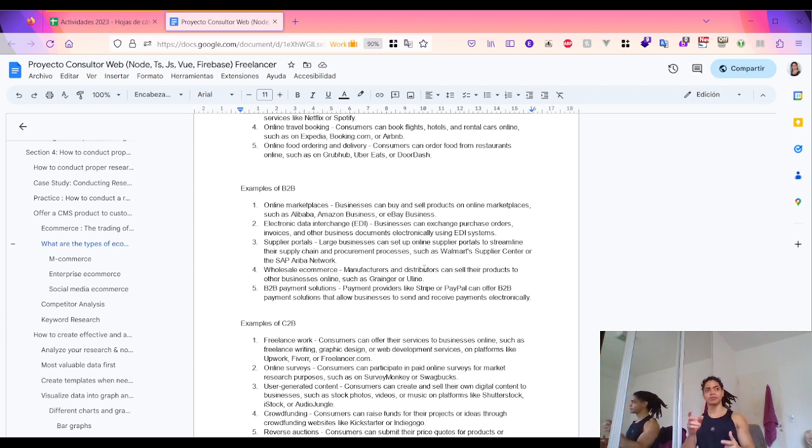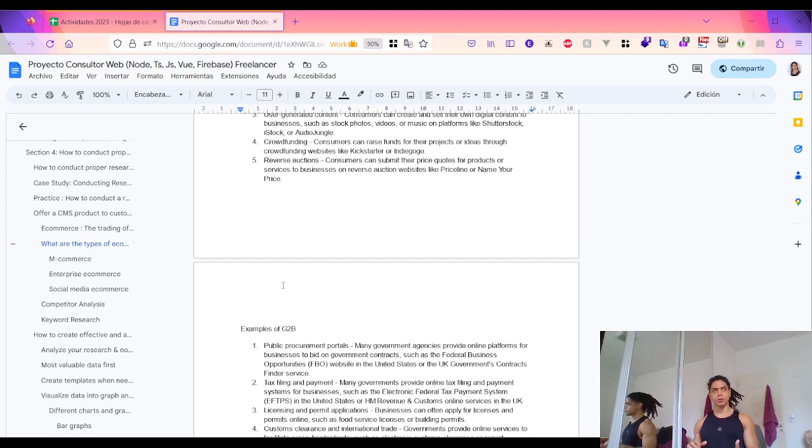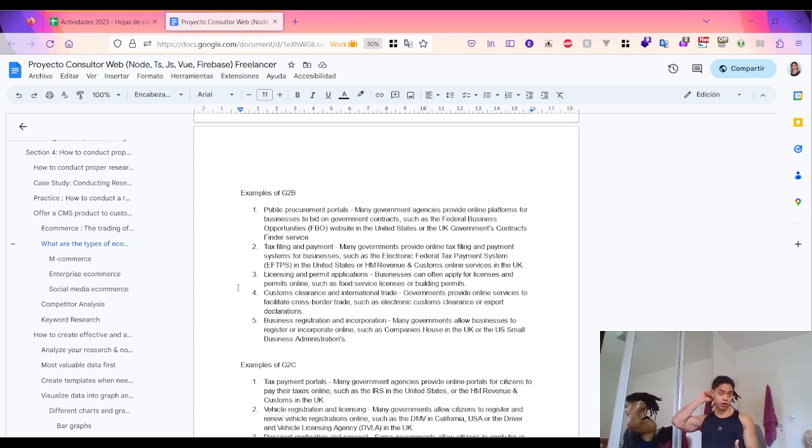Another example here is licensing and permits, such as food licenses or building permits, tax payment and filing systems, such as the Electronic Federal Tax Payment System in the US, or HM Customs and Revenue in the UK, as well as business registration, such as the SBA in the US, the Small Business Administration, or the UK Companies House, and customs clearance and international trade, such as electronic customs clearance or export declarations.